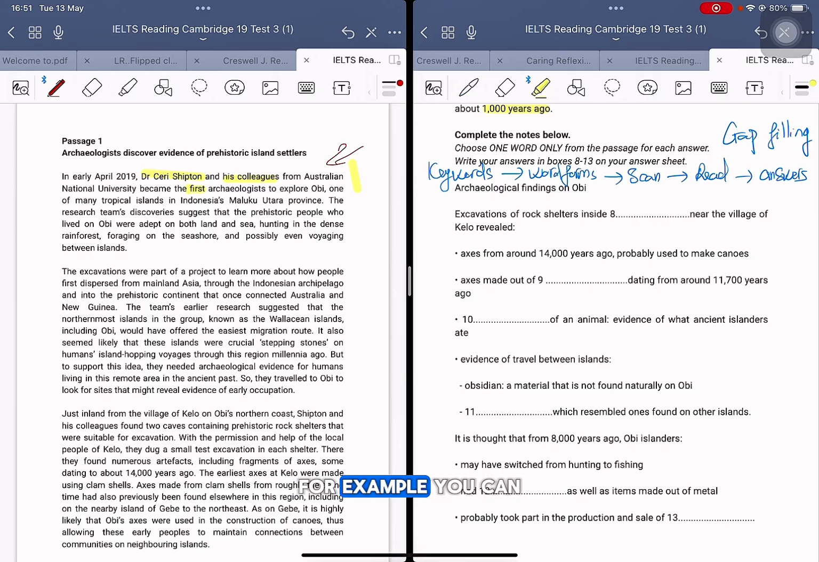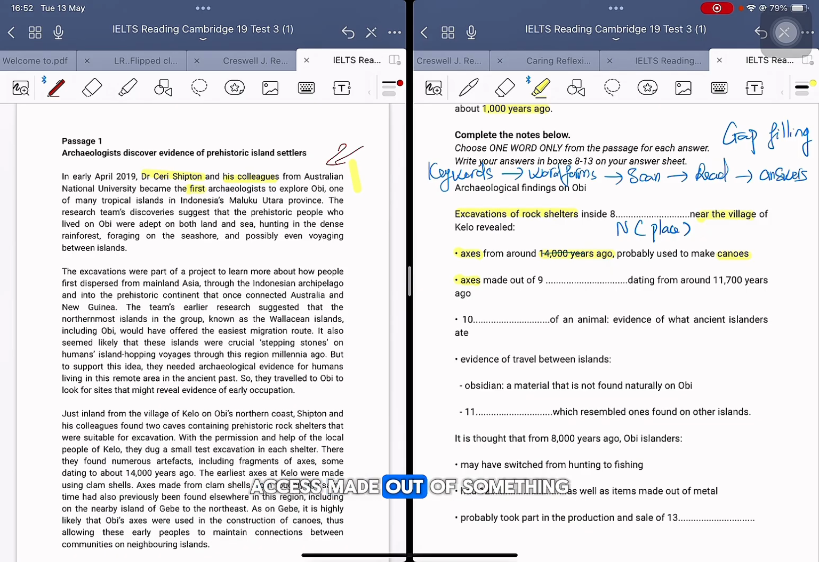So here, for example, you can see 'rock shelters inside near the village'. Near the village, and inside something, so for sure we need a noun here. Specifically, it's supposed to be a place, right? Or maybe the next question. So we have 14,000 years ago, axes make canoes.